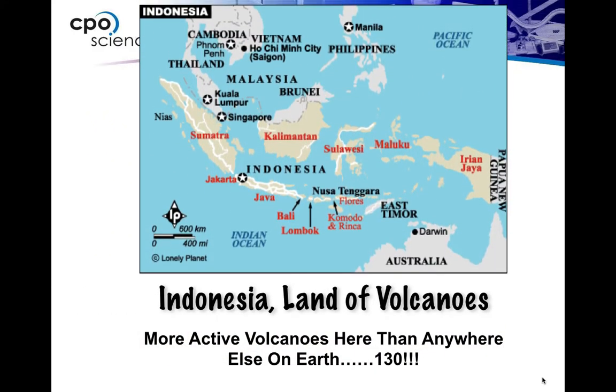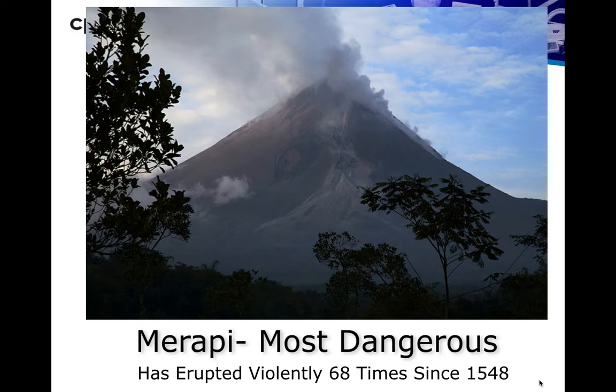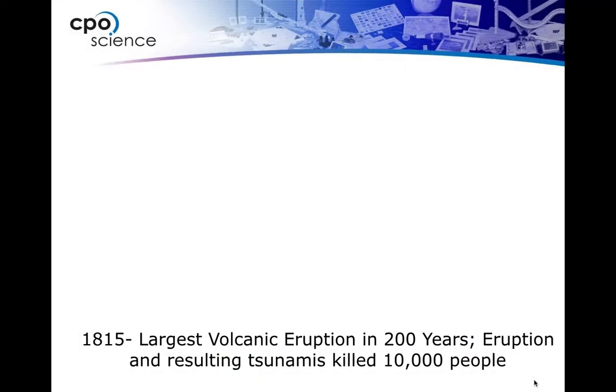Indonesia is known as the land of volcanoes. It has more active volcanoes than anywhere else on Earth in this small area. 130 active volcanoes in this one little spot here. Merapi is considered the most dangerous volcano on Earth. It has erupted violently 68 times since 1548, which is a lot. That is a lot of explosive eruptions.